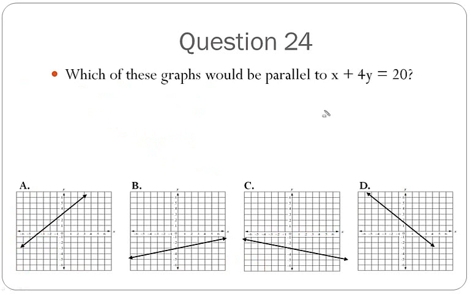Okay, question 24 asks, which of these graphs would be parallel to x plus 4y equals 20? Okay, so if we're looking for something that's parallel, we need to know what the slope is, so we need to rearrange this in slope-intercept form. So I'm going to subtract x from both sides. That's going to cancel this x. Get left with 4y equals negative x plus 20.